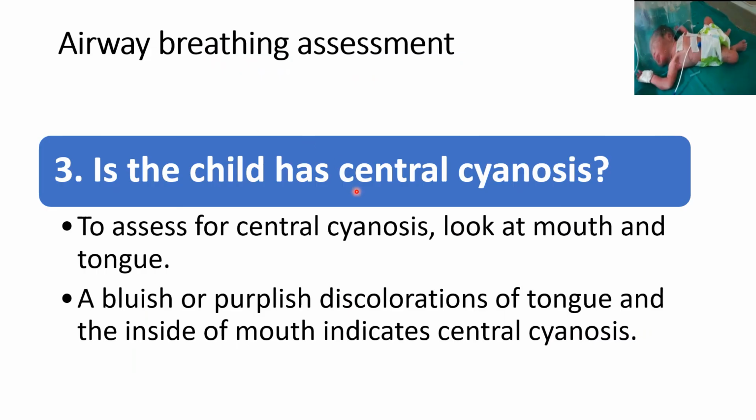Then see whether central cyanosis is present or not. So for this, look at the mouth and tongue. If there is a bluish or purple discoloration of the tongue, lips or inside of the mouth, it indicates the child is having central cyanosis. So in this way, we have to assess the airway and breathing of the child.